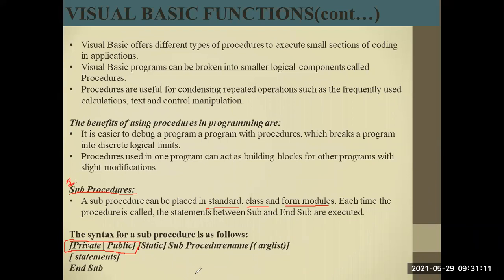Then Static. All these sub procedures are static in nature. Then we have Sub, which is the keyword to define a sub procedure. Now we will have the sub procedure name, the name of the sub procedure. Then a list of arguments that the procedure is going to take. The list of arguments can be 0 to n arguments: it can be 0 arguments, 1 argument, 2 arguments, 3 arguments, depending upon the number of inputs.